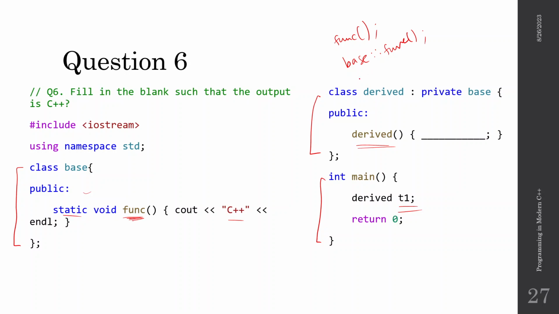This is allowed because func is a static function, so it does not depend on any object. Also, within the context of base and derived classes, you can write Base::func even if it is not a static function, because this is within the derived object, right? So you can do that. So these two options are there. Using this you can call this function of the base class, and that will print C++.